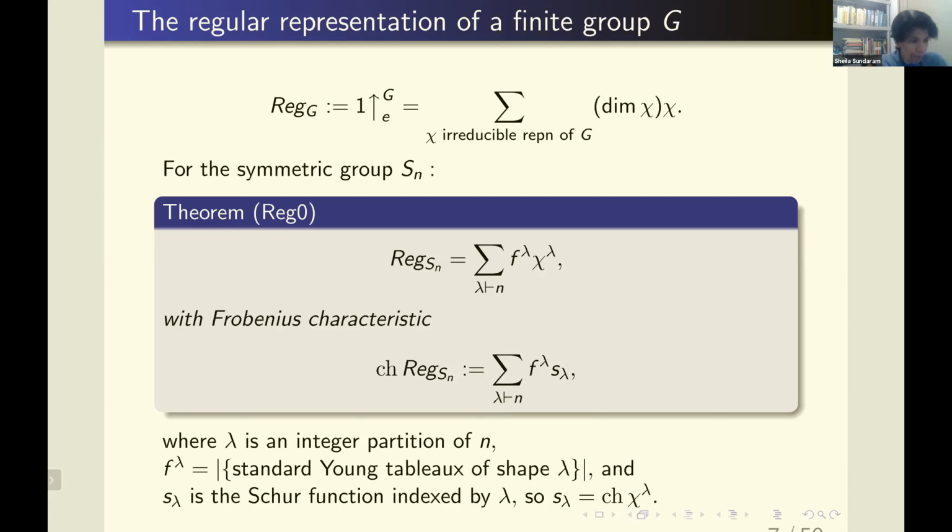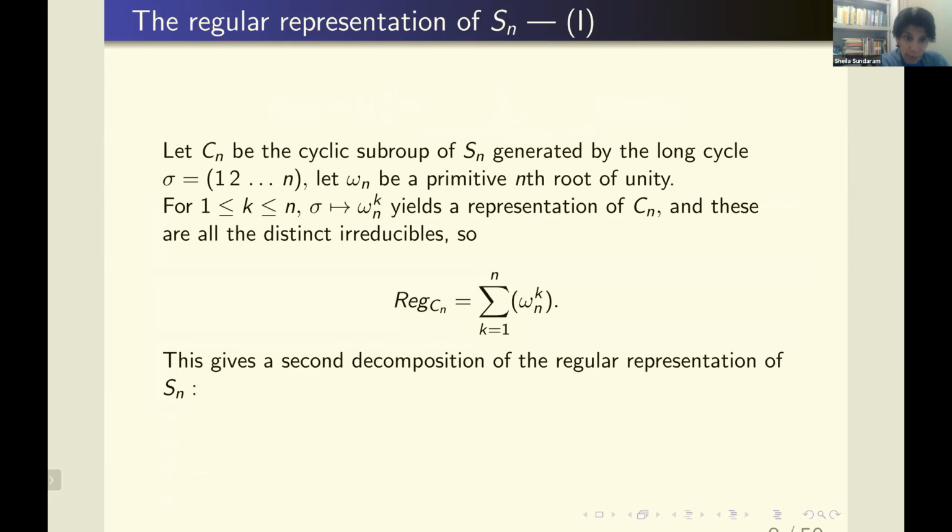I actually want to talk about a different one, because all my plethysms in this talk are essentially going to come from here. So I'm going to take the cyclic group generated by the long cycle, 1, 2, up to n, and I'm going to let omega n be a primitive nth root of unity. This is just a cyclic group, it's abelian, so all the irreducible characters are basically the n distinct powers of omega n.